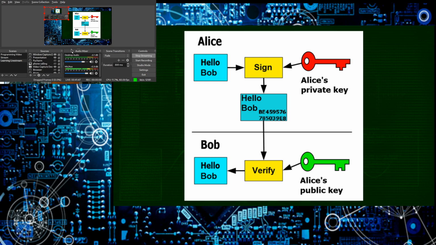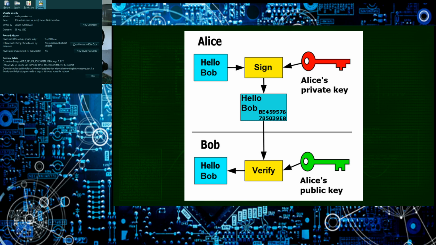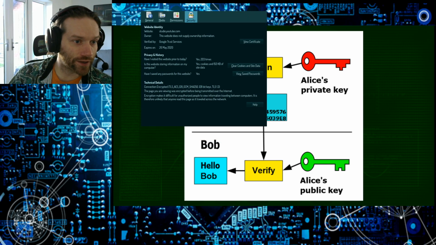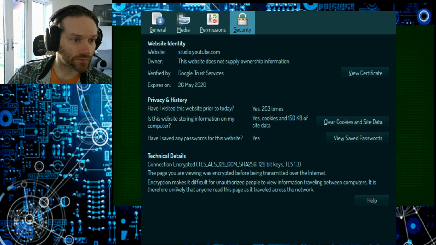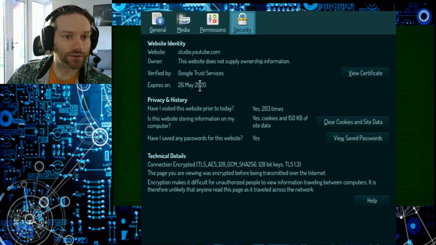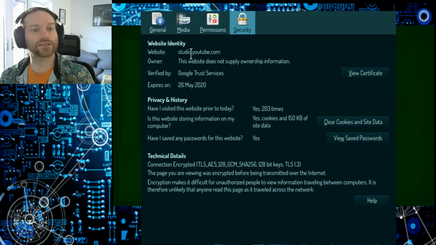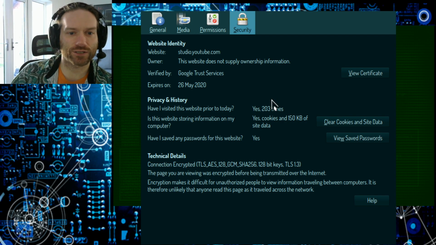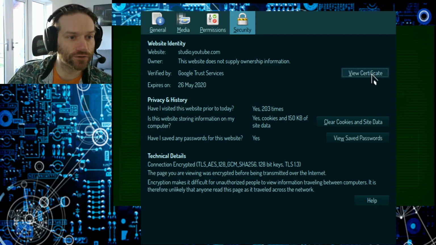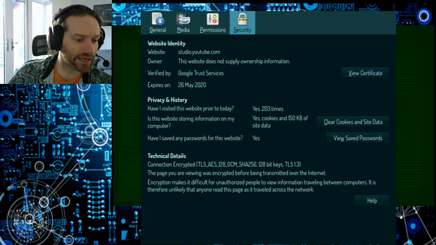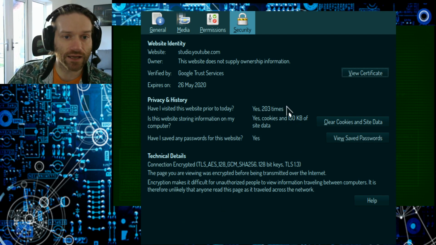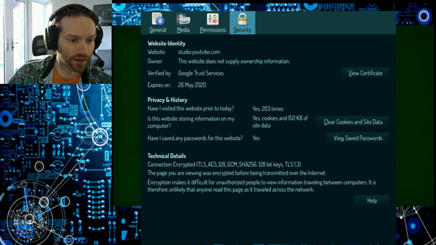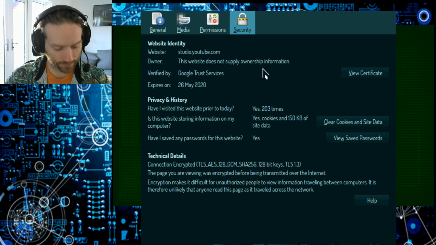That's not the one that I want, is it? That one? There we go. Yeah, you might have something like that. That tells you, look, I can see this website's identity. It's YouTube. This website does not supply ownership information, but you can click on View Certificate, and that will take you to a page that has the digital signature, so you can verify exactly who has made the website, for example.